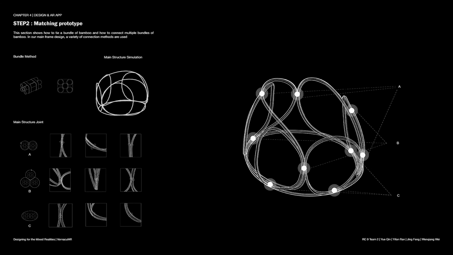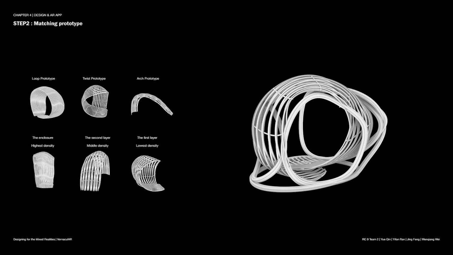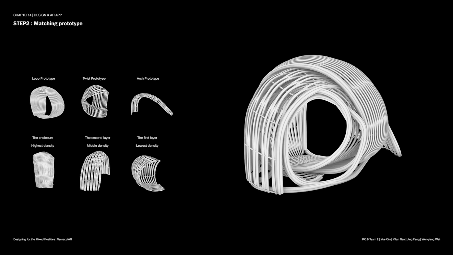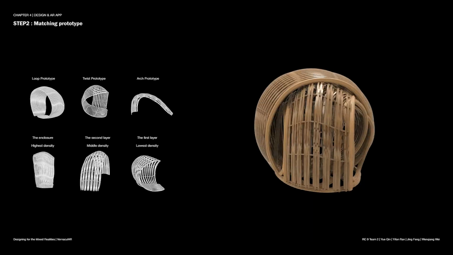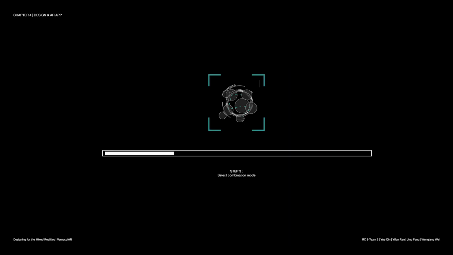This section shows how to tie a bundle of bamboo and how to connect multiple bundles of bamboo. In our main frame design, a variety of connection methods are being used. The enclosure was built on the basis of those previous experimental prototypes. These bamboo weaving structures enclose the main frame layer by layer. Each layer has a different weaving density. Then we move on to the connection.